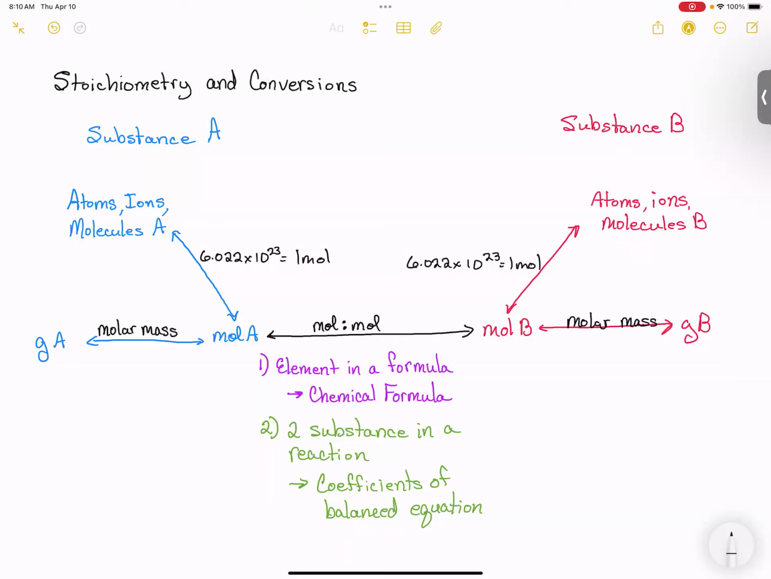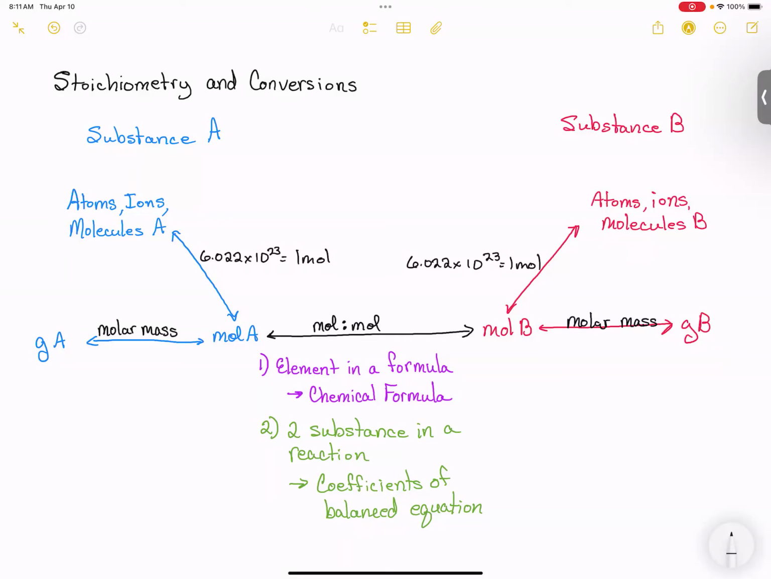Now, some of the things that you'll note: anytime I've used the words atoms, ions, and molecules, I automatically go to Avogadro's number as a conversion factor I'm going to need. That's the only conversion factor that has the words atoms, ions, or molecules in it. That's true whether we're talking about substance A or substance B. Again, if I see the words atoms, ions, molecules, your first thought should be, I've got to use Avogadro's number.